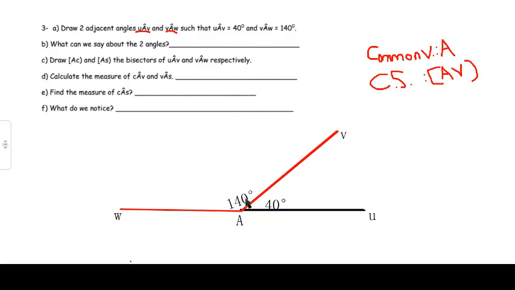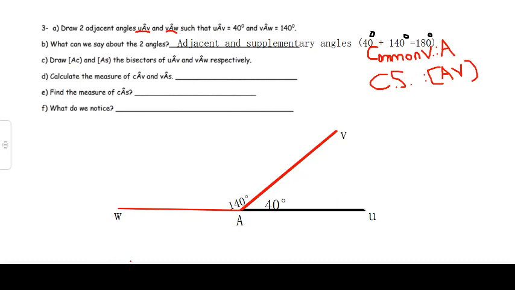Now, what can we say about the two angles? Look well, it's very clear they are adjacent, and if you add 140 plus 40, it will give me 180. It means they are supplementary. So, add the two angles. These two angles are adjacent and supplementary angles. Why? If you add 40 plus 140 will give you 180 degrees. Don't forget to put the degrees. Draw AC and AS, the bisectors of these two angles.